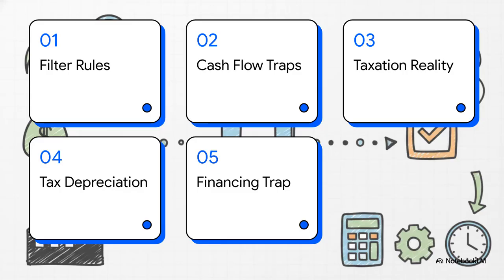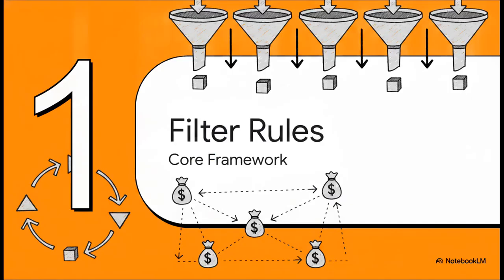Here is our roadmap for today. We'll start with the relevancy filter rules, then move into navigating cash flow traps. After that, we'll look at the reality of taxation, follow it up with tax-allowable depreciation explained, and finally, we'll tackle the financing exclusion trap. All right, let's dive into part 1, the relevancy filter rules.